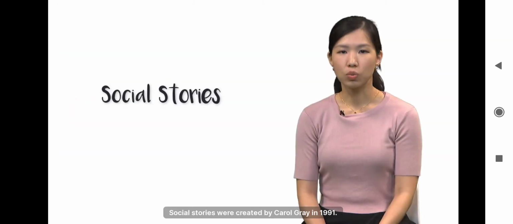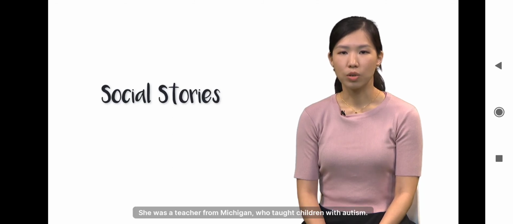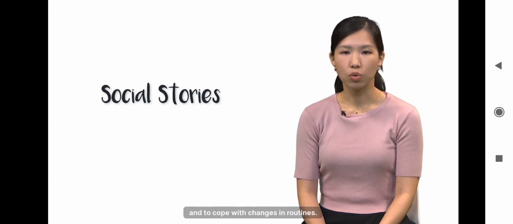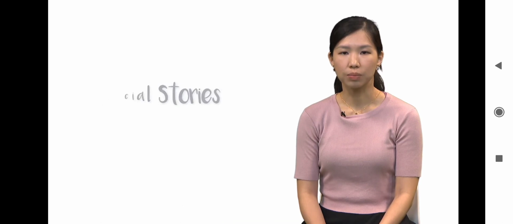Social stories were created by Carol Gray in 1991. She was a teacher from Michigan who taught children with autism. Social stories are stories that explain a social situation with details on what to expect and why, and also outline the appropriate responses. They can be used to help a person understand what to do in new situations and to cope with changes in routines.